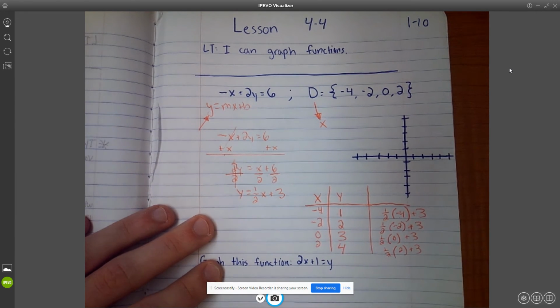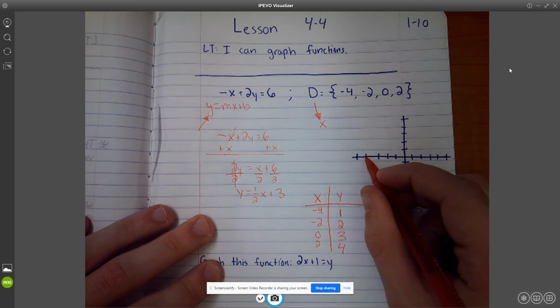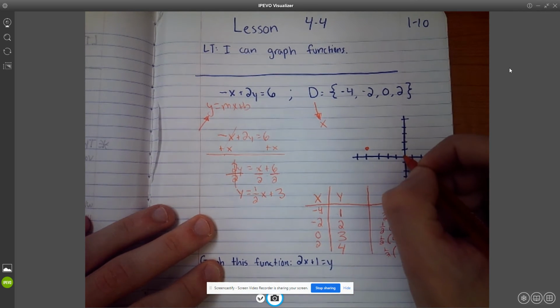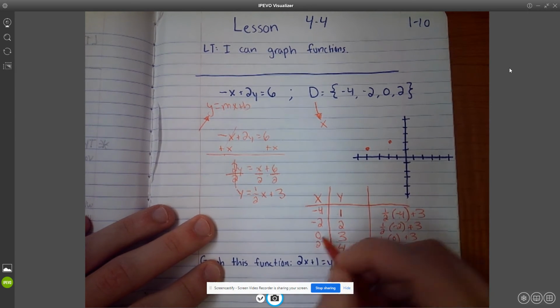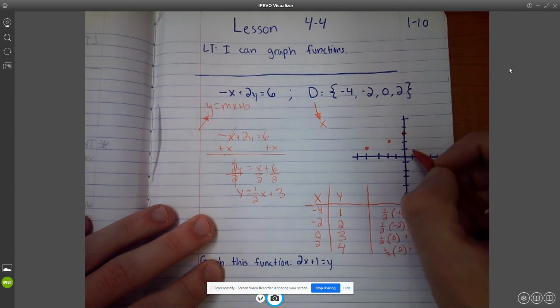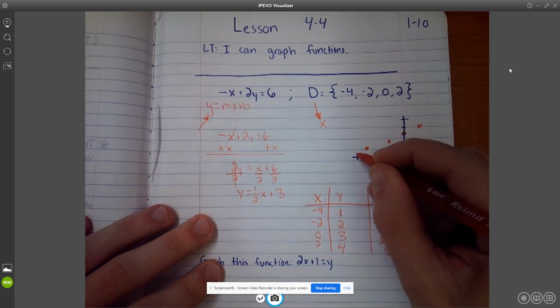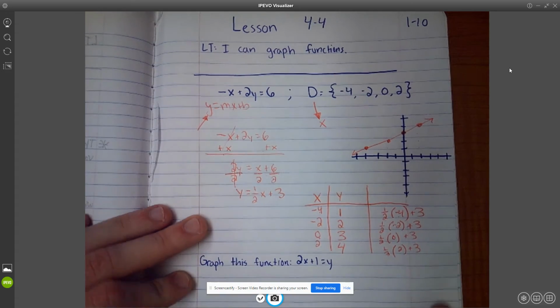So we've done graphing before, just kind of taking it one step further. -4, 1 would be 1, 2, 3, 4, up 1. -2, 2, -2, up 2. 0, 3, 2, 3. And 2, 4. 1, 2, 1, 2, 3, 4. And then we can draw a line representing that is our function.